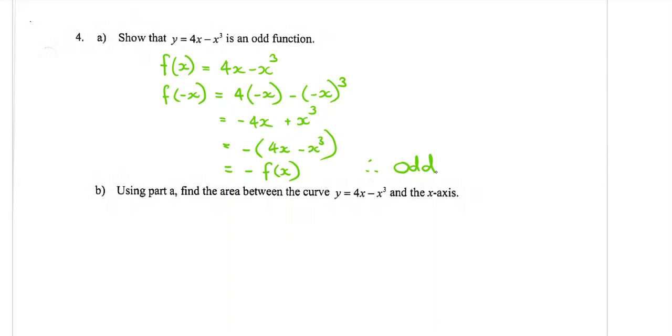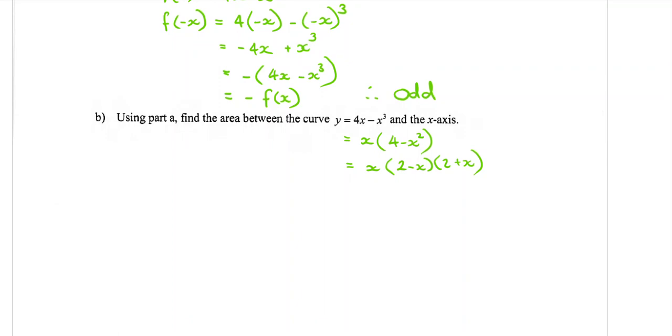Let's have a look at part B. Using part A, find the area between y equals 4x minus x cubed. So I need to sketch it, which means I need the zeros. I'm going to factorize it. So bring the x out, and I get 4 minus x squared. Then the 4 minus x squared is a difference of 2 squares, so factorize further, and we get x, 2 minus x, and 2 plus x. Good, I can hear someone doing this. Well done. So my x-intercepts, or my zeros, are at x equals 0, 2, and minus 2.